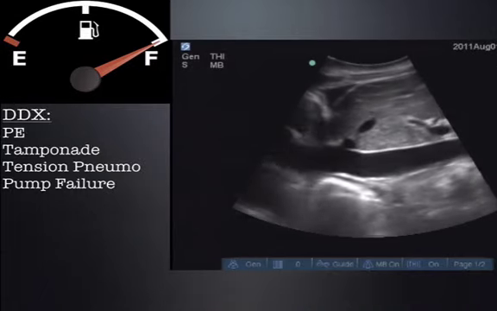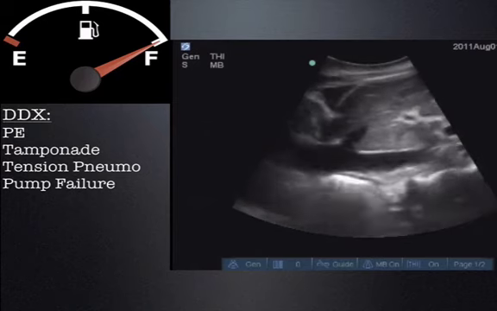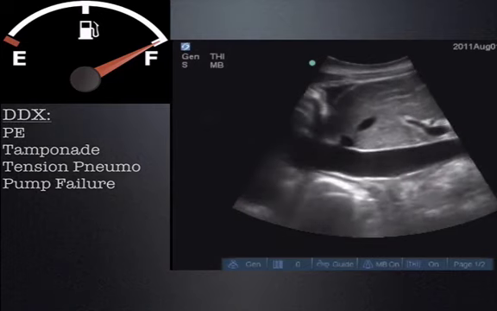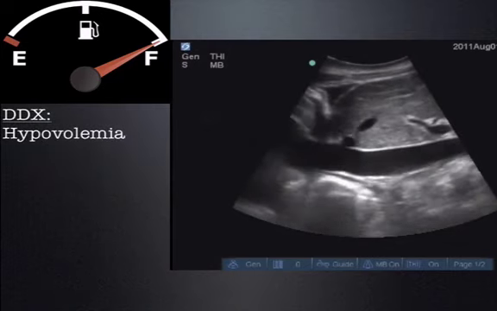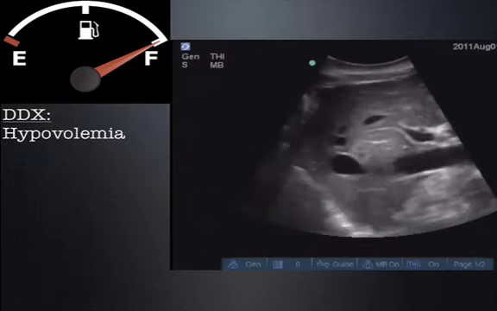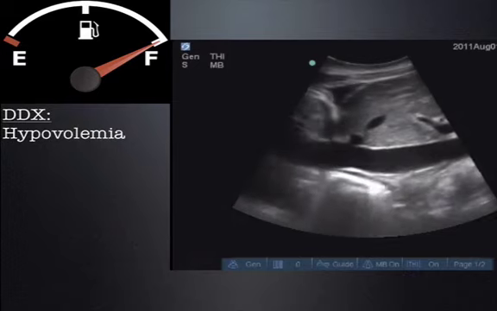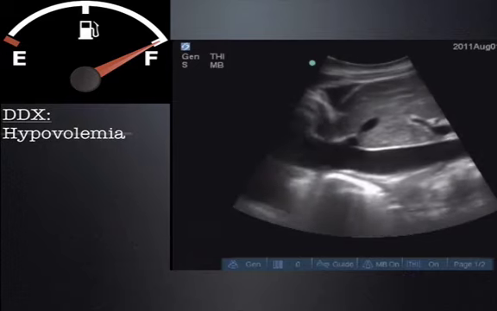So once we've identified an IVC like this, we know right off the bat, pulmonary embolus, tamponade, tension pneumothorax, pump failure are all pretty high on our list. We know that this patient is less likely to be hypovolemic. Can't be completely sure of that, and I'll explain that here coming up. But we know pretty early on this patient is likely not hypovolemic.